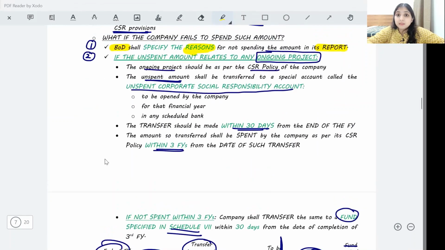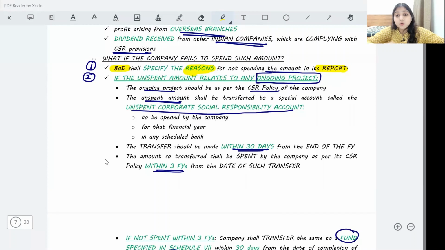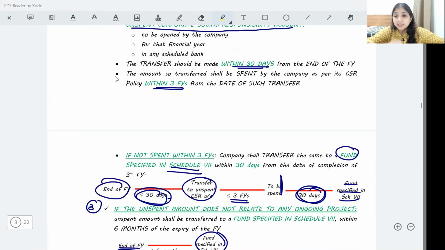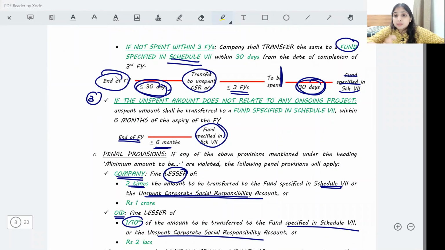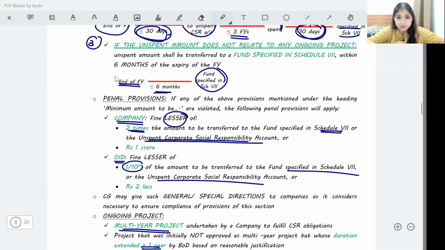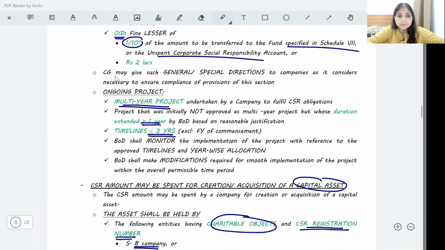In case you spend a little lesser, and that is because you have an ongoing project, then the shortfall, the deficiency, transfer to unspent CSR account within 30 days from the end of the year. Use it within 3 years. Otherwise, after 3 years get over, within the next 30 days, you'll have to transfer into Schedule 7 fund. In case you spend something lesser and it is not relating to an ongoing project, then within 6 months from the end of the year, transfer it to Schedule 7 fund.